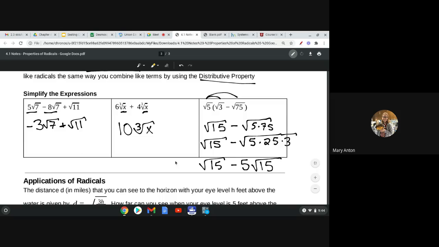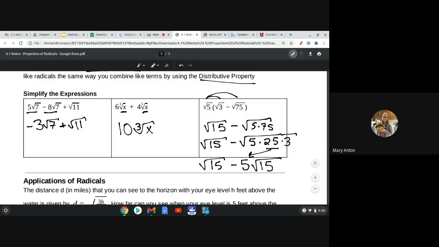Where'd this 5 come from? Out front. The long one. The square root of 25? Yeah, that one, right? Pulled out to be a 5. And then where'd this 15 come from? 5 times 3. That's 5 times 3. Oh, okay. All right, y'all.